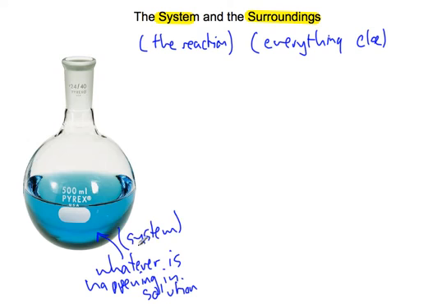And so what are the surroundings? Well, the glass round bottom flask is part of the surroundings. The air is part of the surroundings.